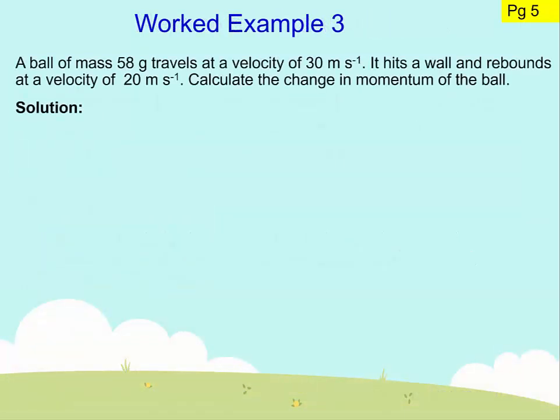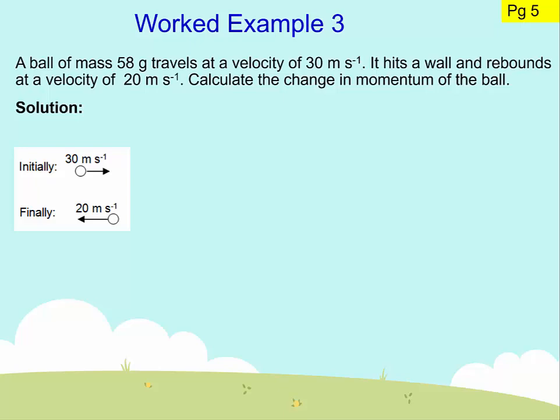Let's look at worked example 3 on page 5. A ball of mass 58 gram travels at a velocity of 30 meters per second, hits a wall and rebounds at a velocity of 20 meters per second. Calculate the change in momentum of the ball. Initially it's 30 meters per second to the right, and finally it rebounds in the opposite direction at 20 meters per second.